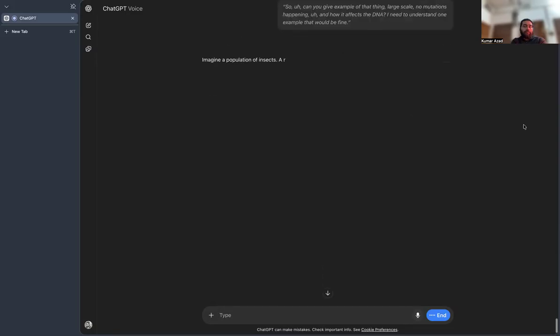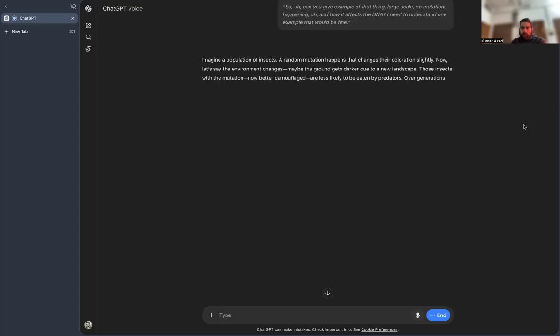Imagine a population of insects. A random mutation happens that changes their coloration slightly. Now, let's say the environment changes. Maybe the ground gets darker due to a new landscape. Those insects with the mutation, now better camouflaged, are less likely to be eaten by predators. Over generations, more of that population will have the mutation. The environment, the large scale factor, didn't cause the mutation, but it did decide which genetic variation thrived.